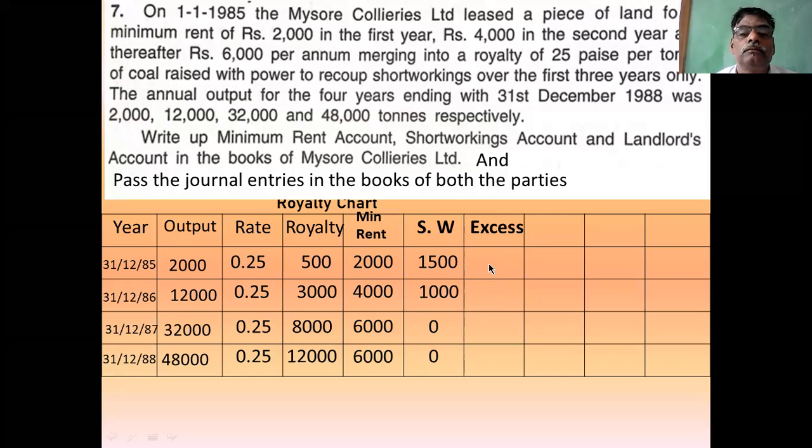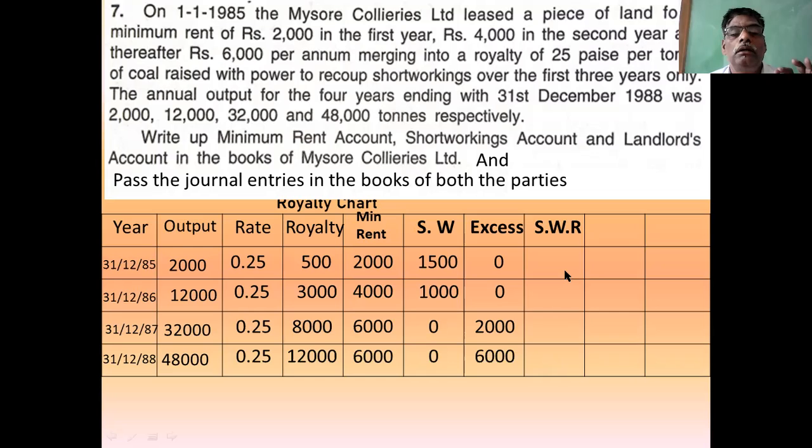Next, excess. First year excess 0. Second year excess 0. Third year excess 2,000. Fourth year excess 12,000. This is the excess amount. Then short working recovery. What is the time given? Time given is the first 3 years. Okay. You can recover in the first year, you can recover in the second year, you can recover in the third year.